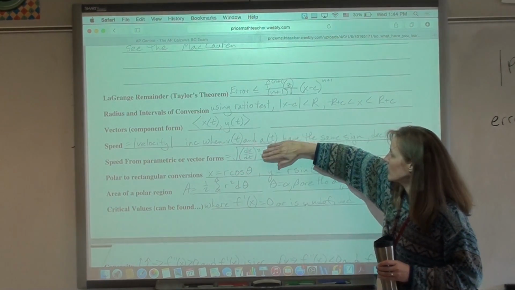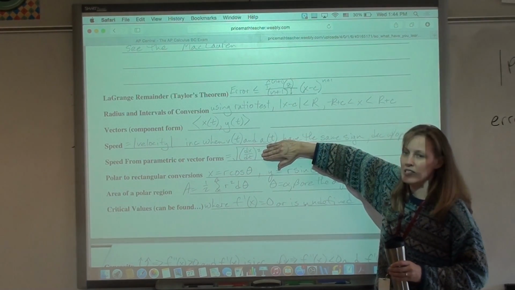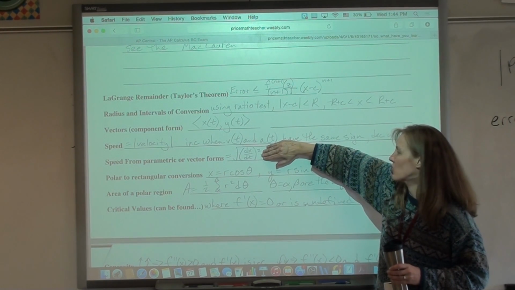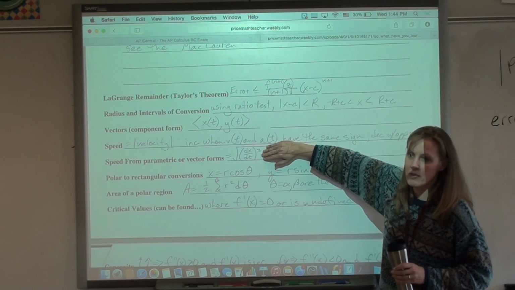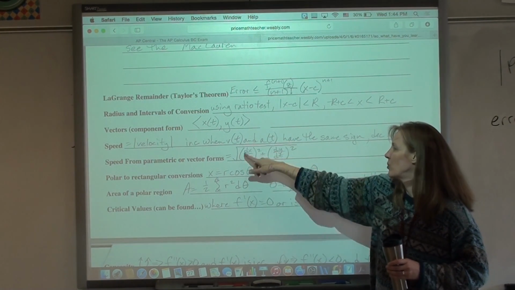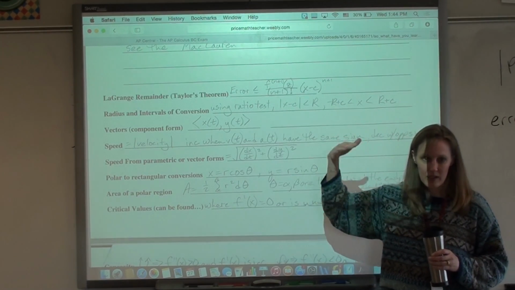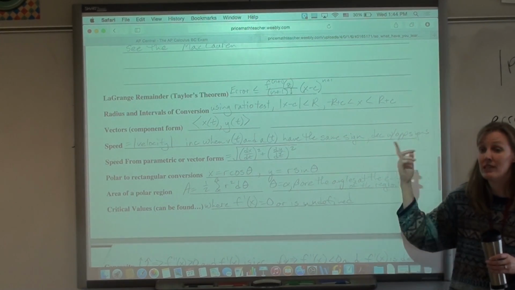If we just took away one of the components and just did (dx/dt) squared, say it's just horizontal motion, the square root of x prime squared is the same thing as the absolute value of x prime, which is the same as the absolute value of the velocity, right? So when you square and take the square root, you're doing absolute value. This is making it all positive, so it will give you distance.